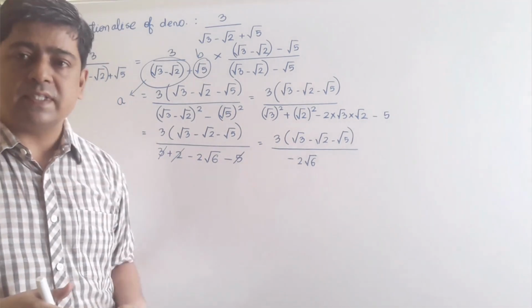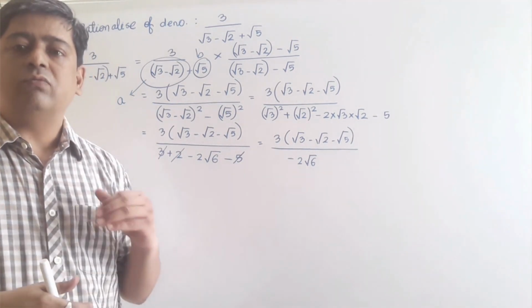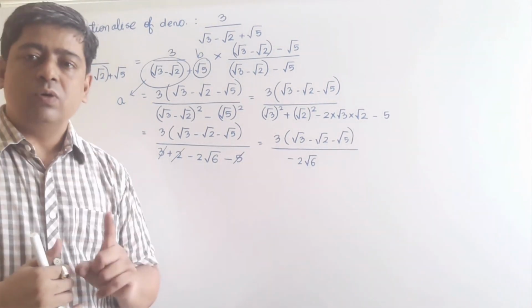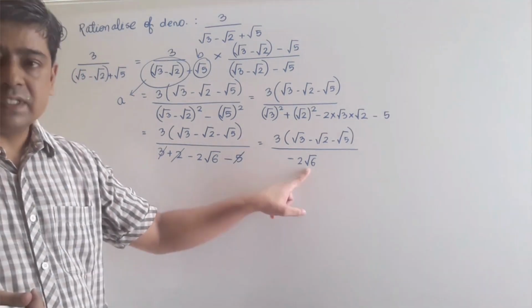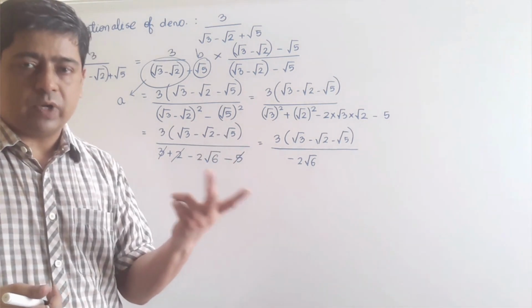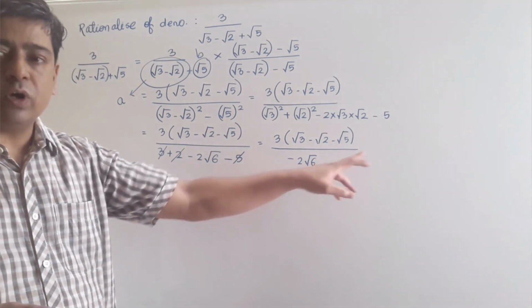Observe here, root of 6 is an irrational number. So once again we need to rationalize. Now students, remember one thing here. Suppose I have only a single term remaining. Now if two terms remain, for example root of 6 minus root of 3 remains.